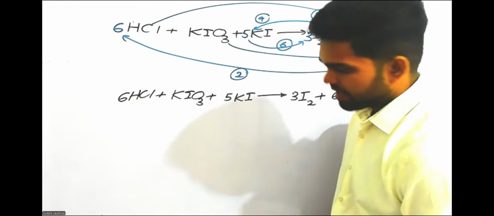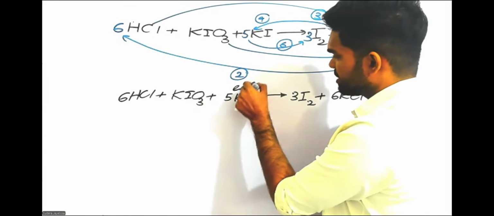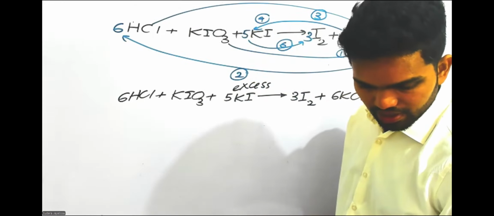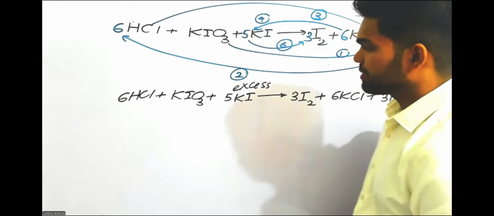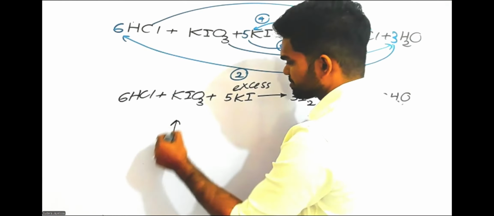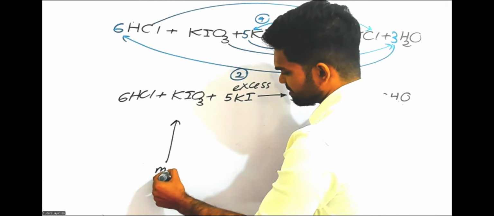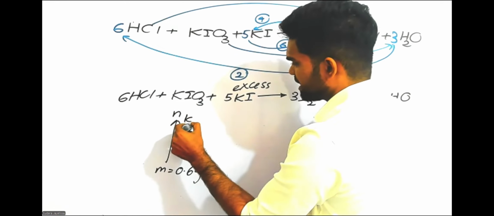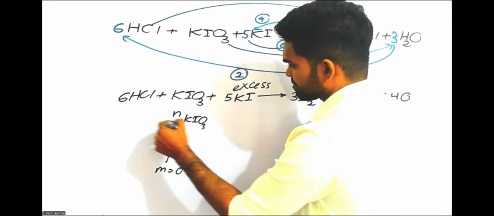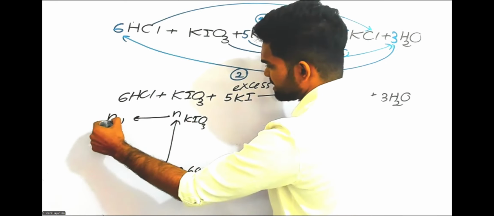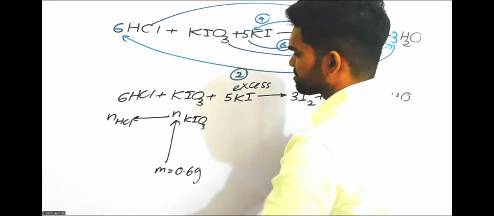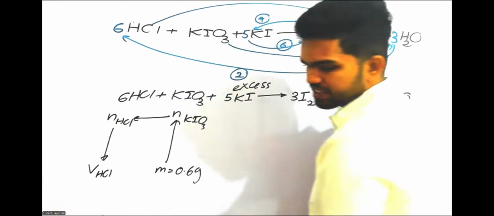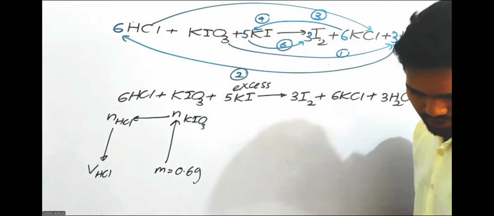So now we are adding this one in excess, so nothing to worry about this. Yeah, 0.6 grams of KIO3. The mass of KIO3 is given as 0.6. Then we can find the moles of KIO3, then go to the moles of HCl using the ratio, and then to the volume of HCl. That is the flow.